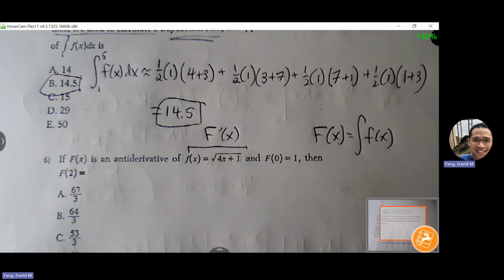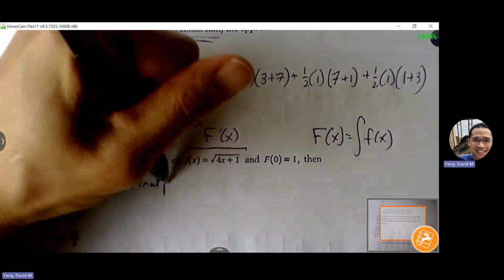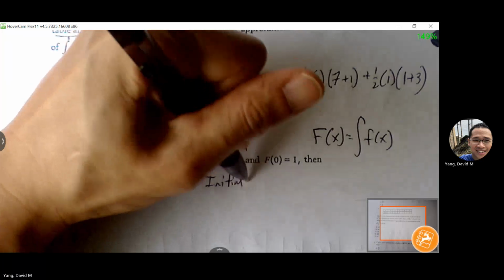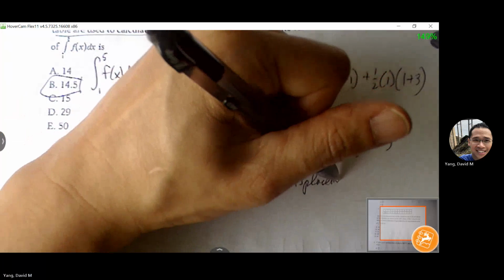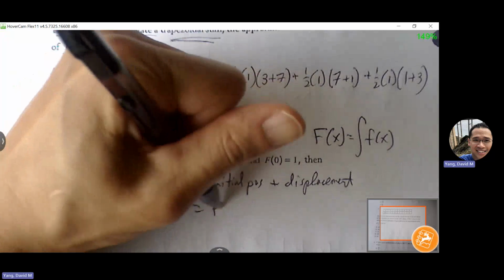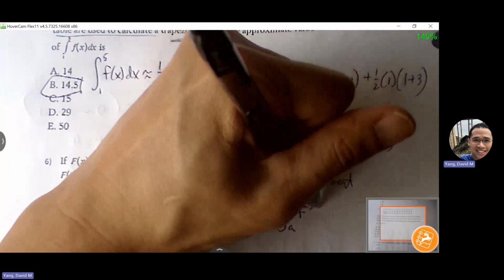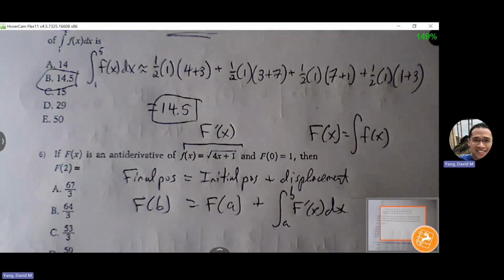I like to think in terms of particle motion, where final equals initial plus displacement. So final position equals initial position plus displacement. So I can say F of b is equal to F of a plus the integral from a to b of f prime. See if you can use that formula to adapt for our problem here, and the rest can just get plugged in the calculator.